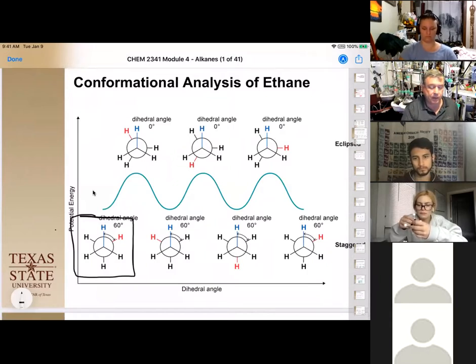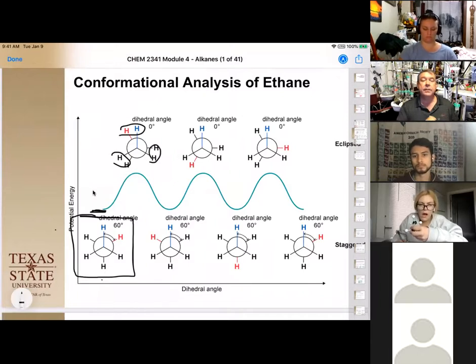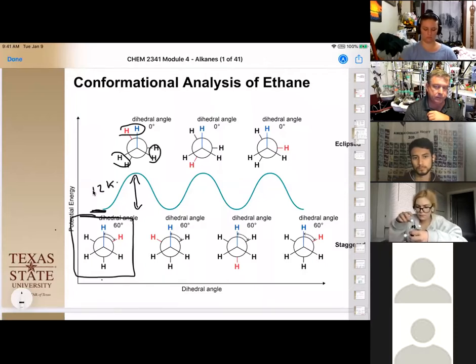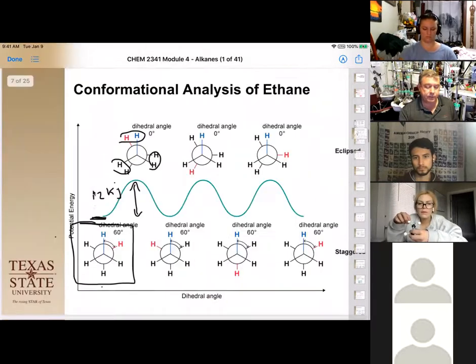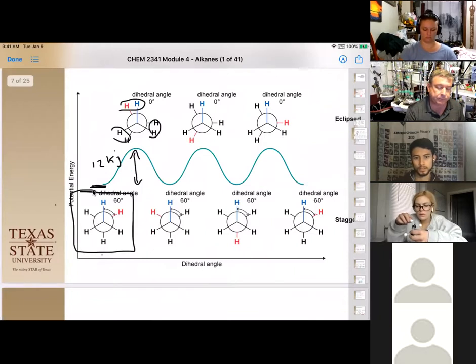So if we start here, our relative potential energy in our staggered state is 0. Okay, it's a relative, it's not an actual number. As we start to stagger these, all 3 sets of these are eclipsed, which means we have a difference in 12 kilojoules per mole. Sorry, is it kcals? No, it's kilojoules per mole, okay?